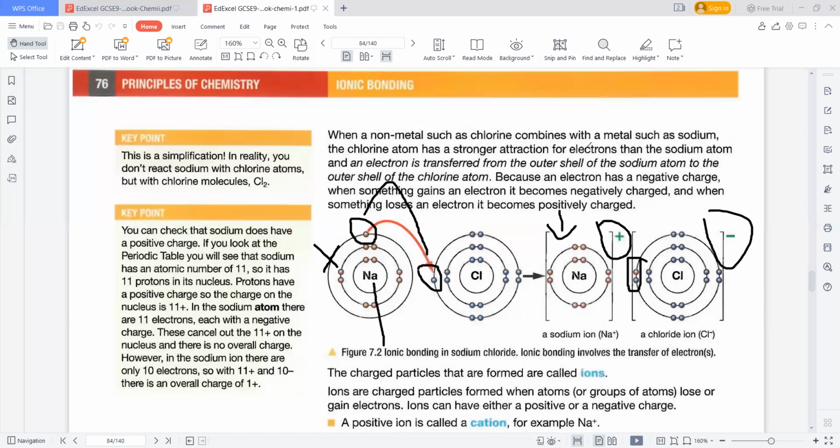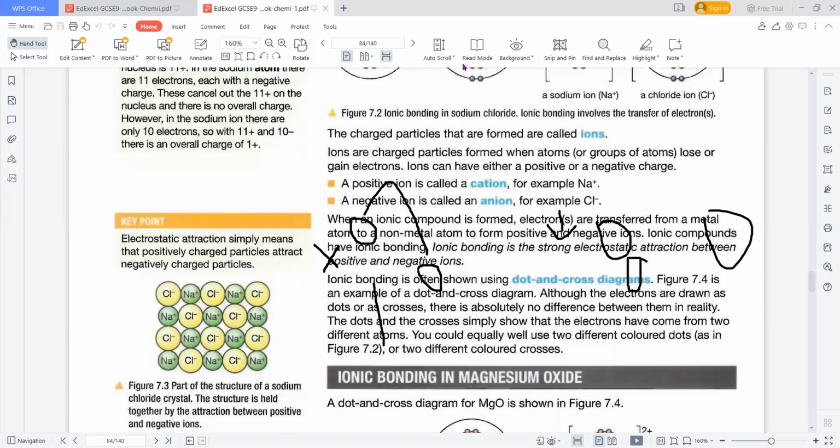Okay, after donating or accepting the electron, they attain some charge and are termed ions. The donor is called a cation, a positive ion, and is generally part of a metal. The acceptor is called an anion, and is generally part of a non-metal. So when an ionic compound is formed, electrons are transferred from a metal atom to a non-metal atom to make positive and negative ions.